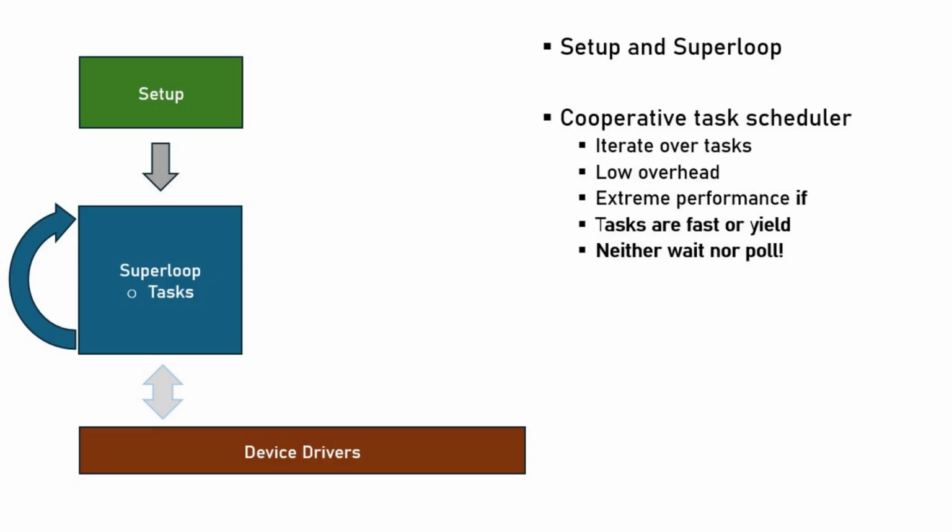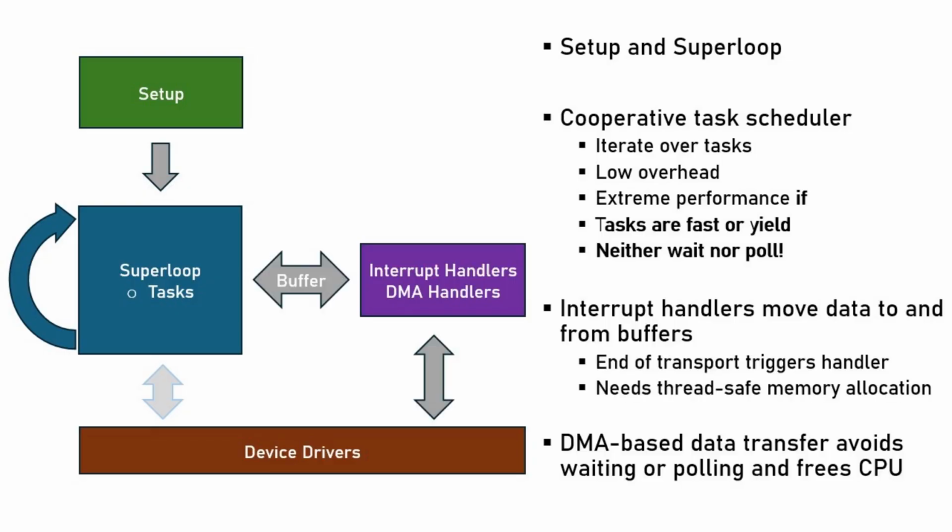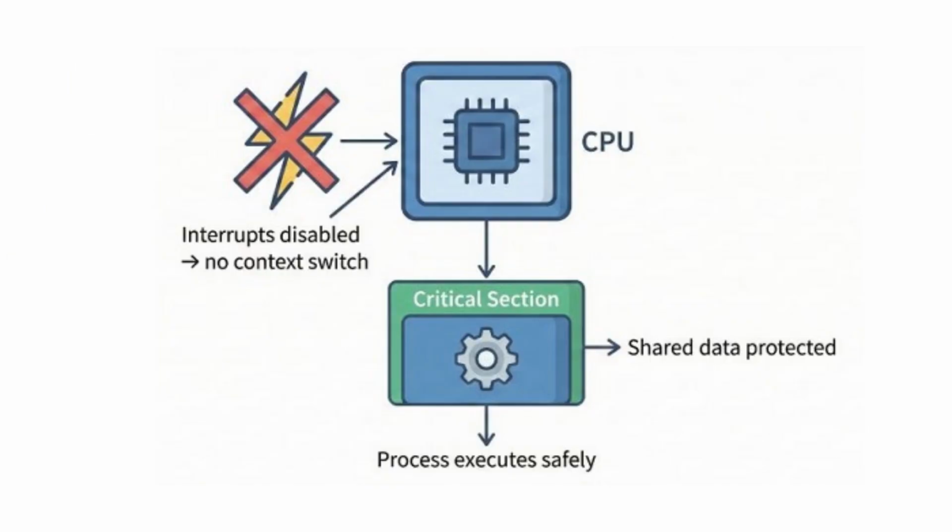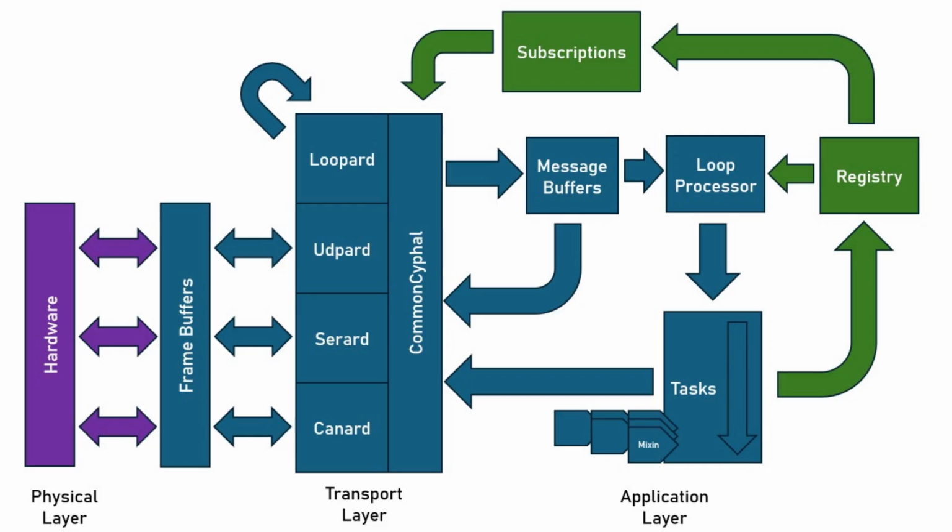So tasks should not call device functions directly. Instead, tasks interact only with buffers and queues, while interrupt handlers and direct memory access move data to and from the hardware. This avoids waiting, avoids polling, and keeps the CPU free. The price of that is memory management, which must be thread-safe or preferably static. By now you have seen the color coding: green for setup, blue for Superloop, purple for hardware access with interrupts and direct memory access. Let's look at the task for command, control, and housekeeping.